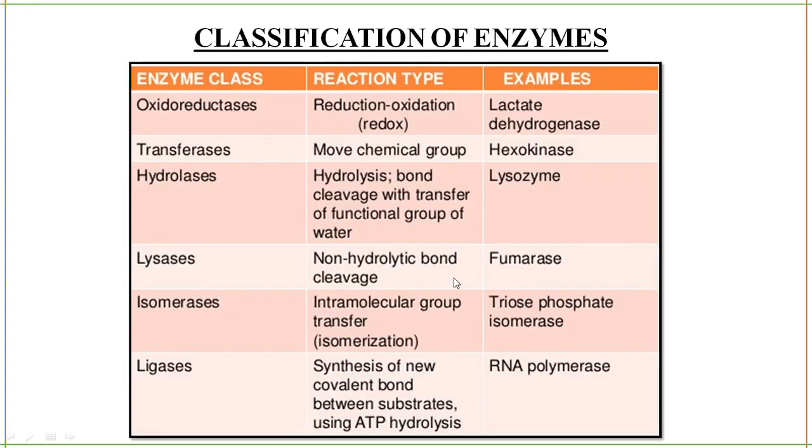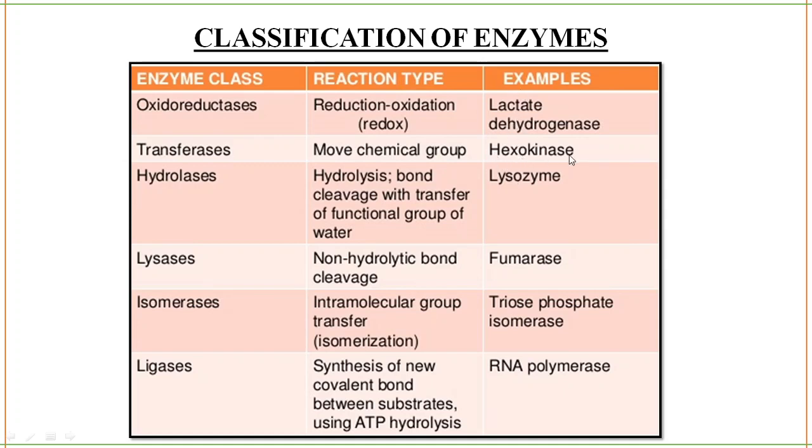So next we are going to talk about the classification of enzymes. Enzymes are classified into 6 categories based on what they do. The first one is oxidoreductase. The name itself says oxidoreductase, so it will catalyze oxidation and reduction reactions, redox reactions. The example is lactate dehydrogenase. Next is transferase. Transferase means group transfer will happen here, and the reaction type is moving chemical groups from one place to another.